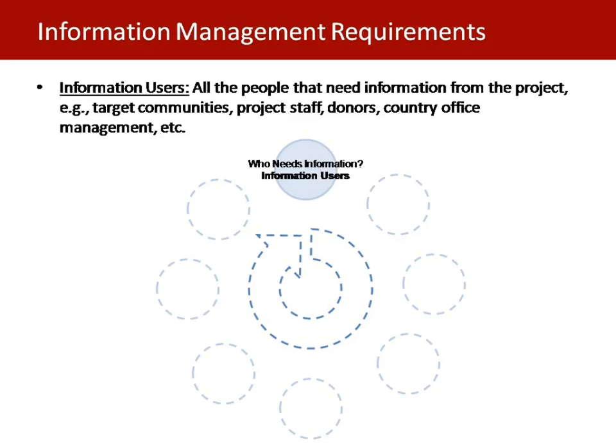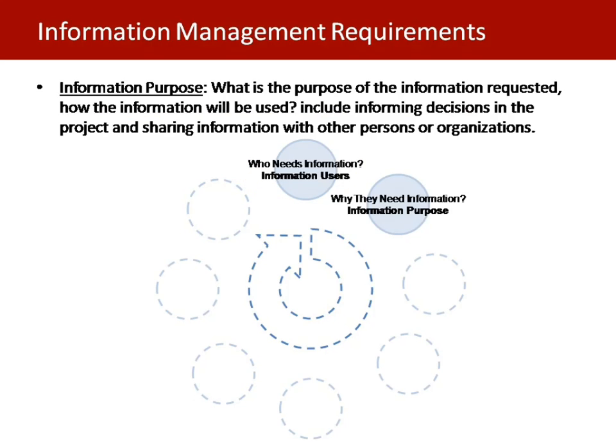The first one is the information users. That's all the people that need information from the project. They are either the target communities, project staff, donors, country office management, etc. These are the people that need information. These are the ones who are going to be using information from the project for different purposes.